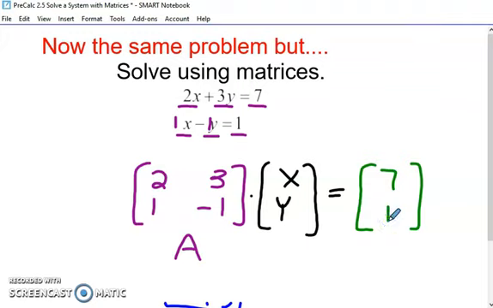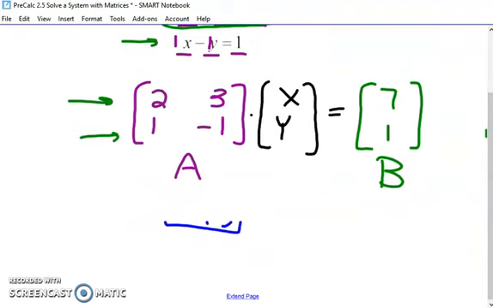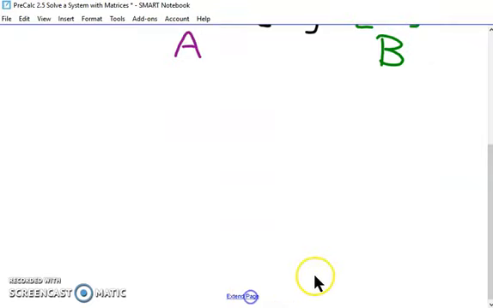If I look straight across, notice that this is 2, 3, 7. It should look the same way here: 2, 3, 7 from left to right. The second one is 1, -1, 1. It doesn't matter which one is on top and which is on bottom, but the equations should all line up. The matrix is called A, this is called B. So let me drag this down here.